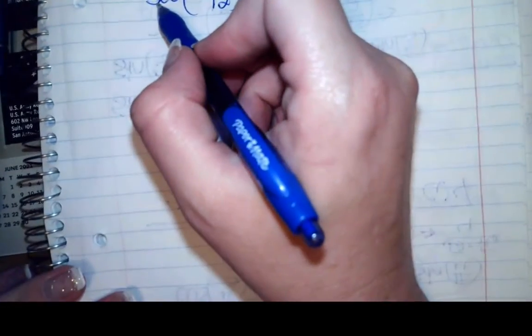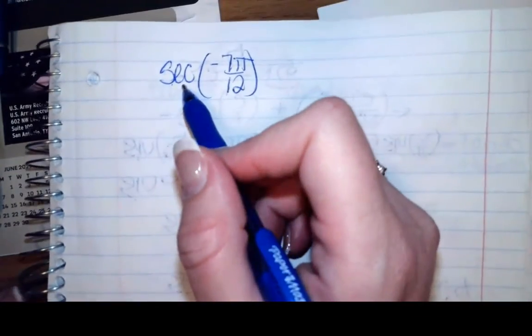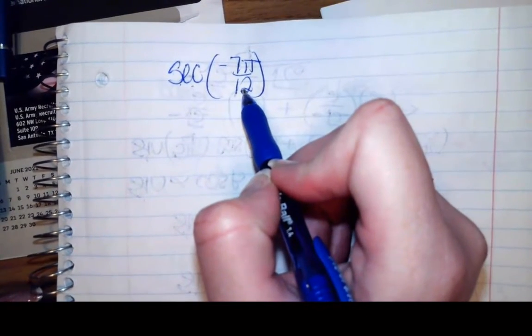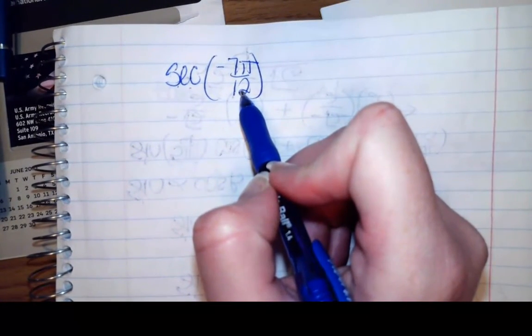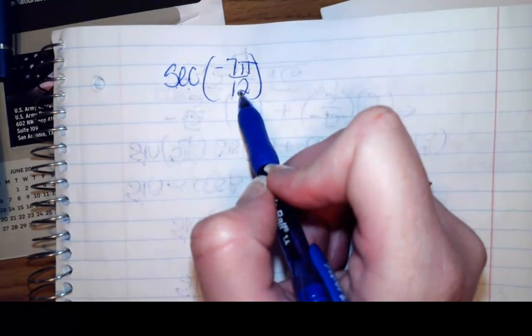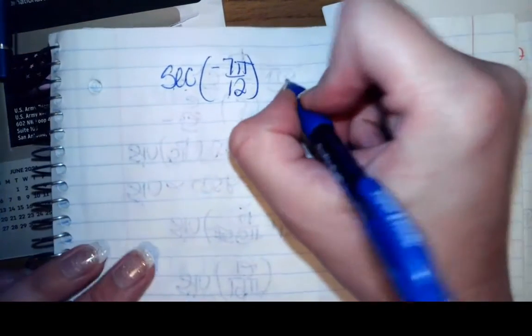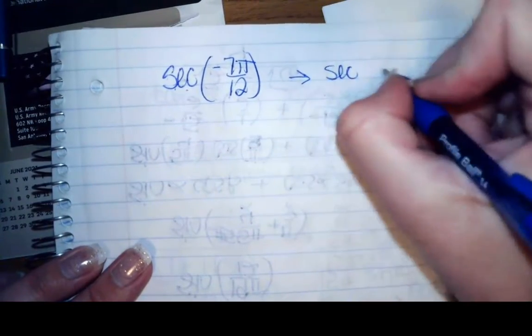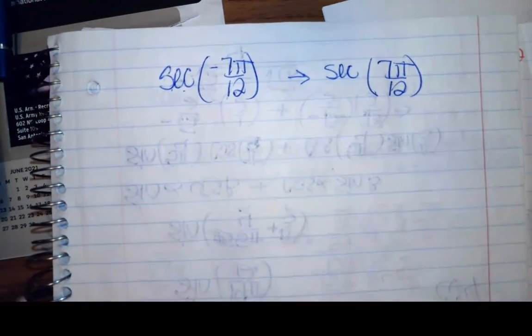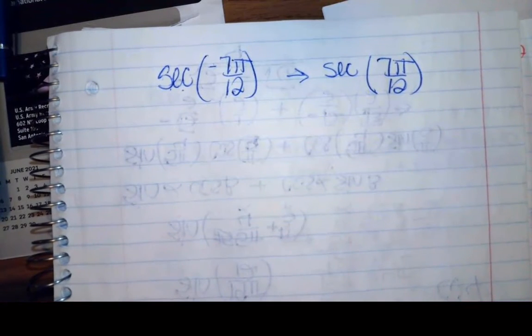All right, secant is the reciprocal of cosine. Cosine is even, which means it does not matter if this is positive or negative. It will give me the same ratio. So I'm going to ignore that negative, and I'm going to say the secant of a positive 7 pi over 12 will give me the same ratio. And that's just going to make life easier.